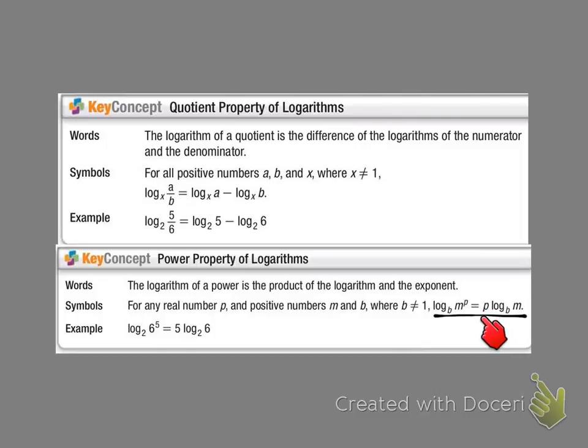So if you look at the example, log base 2 of 6 to the 5th, you are able to bring that 5 down in front and rewrite it as 5 times log base 2 of 6. They're equivalent statements. Just like the rest of them, you're also able to go the other way. You can bring a number that's in front of the log and move it up to the exponent of the quantity.